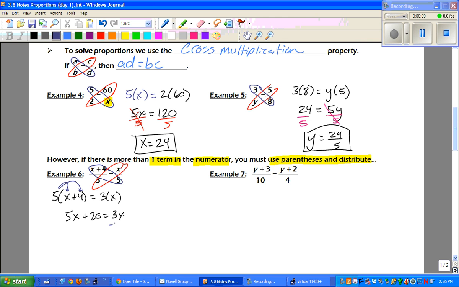We have to get our variable to one side. So I've got a minus 3x, minus 3x. You get 2x plus 20 equals 0. Well, the variable is not by itself. So subtract 20, subtract 20. 2x equals negative 20. Divide everything by 2, and we get x equals negative 10.